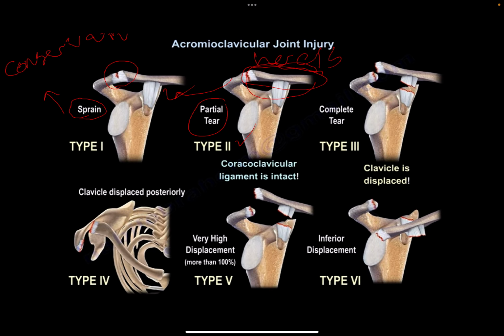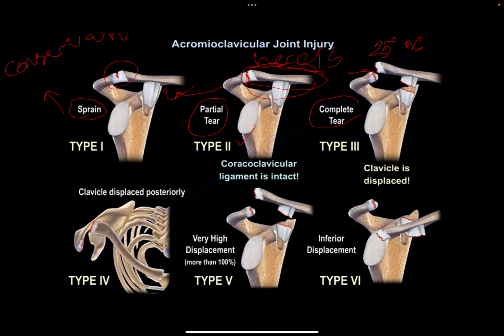Type 3: both the AC and CC ligaments are torn. Complete tear. The clavicle is elevated about 25% relative to the contralateral side. Management is debated. Most cases first trial conservative treatment. Surgery is for selected patients like athletes, with persistent pain or cosmetic concerns.